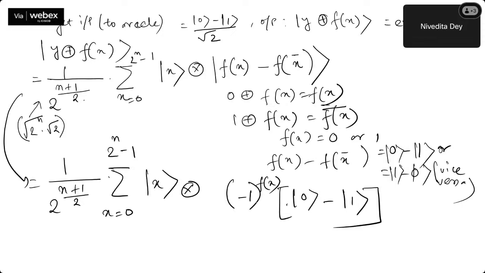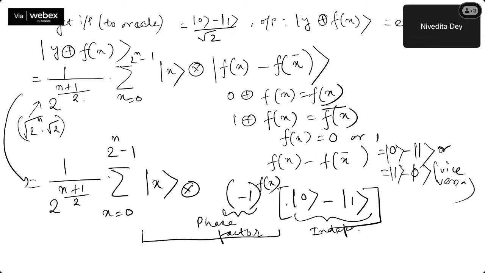So this particular equation, okay, what does this represent? This is a phase factor because of the minus 1 to the power. And if you notice, this is independent of x. So the only x-dependent thing is here. So this part is independent of your x.